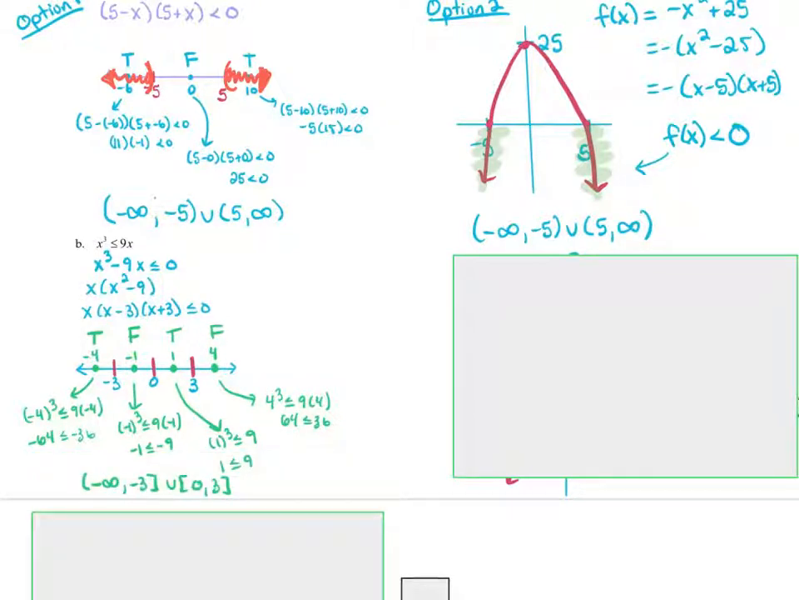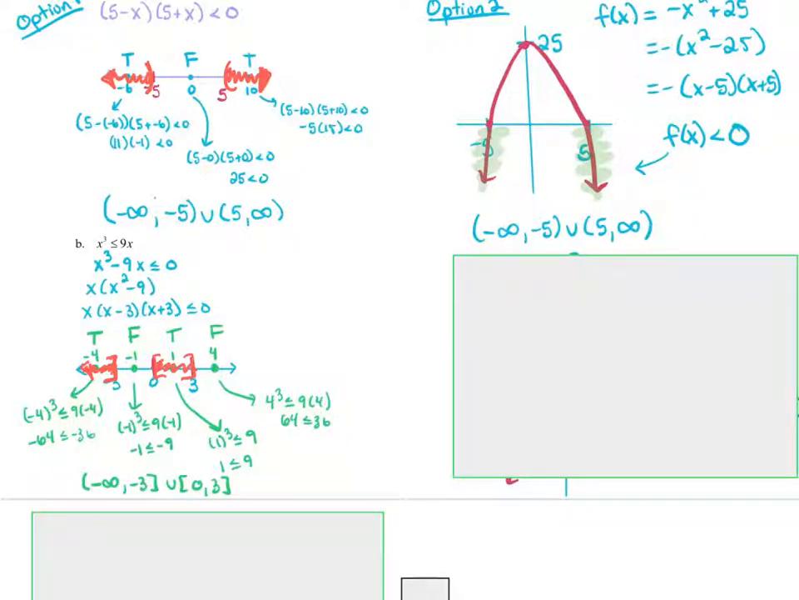Then my solution set will actually be the true sections, and we're going to include the endpoints because of the less than or equal to. So between negative infinity and negative 3, and then between 0 and 3. And that's what I write down here in my interval notation.